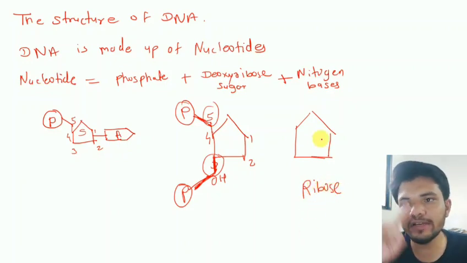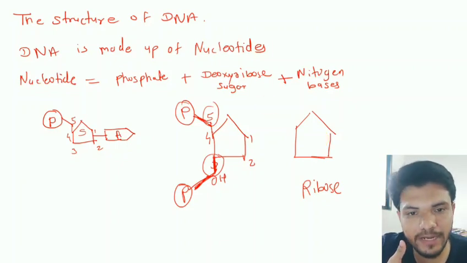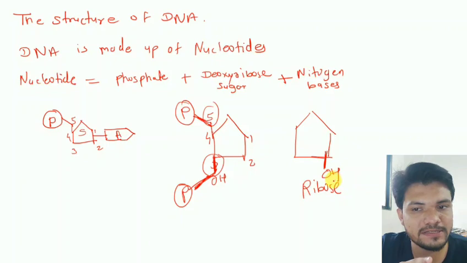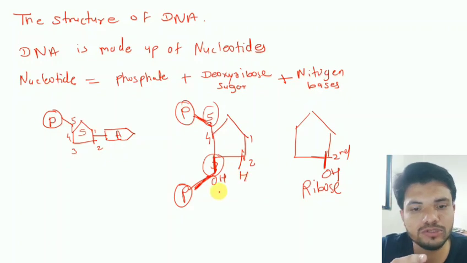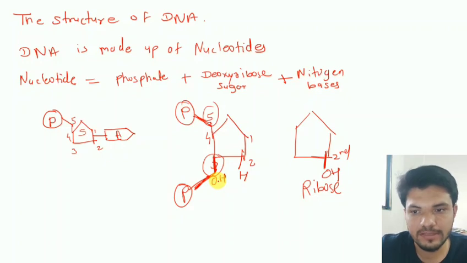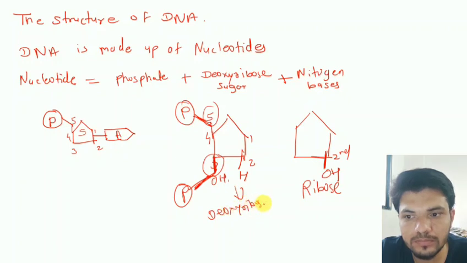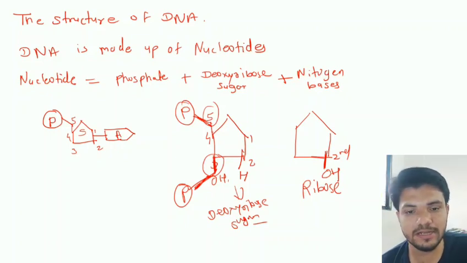And what is the difference between deoxyribose, which is present in the DNA, and the ribose, which is present in the RNA? The main difference is that on the second carbon of the ribose sugar there is a hydroxyl group, while on the second carbon of deoxyribose there is only hydrogen. The oxygen is absent on the second carbon, which is why we call it deoxy.